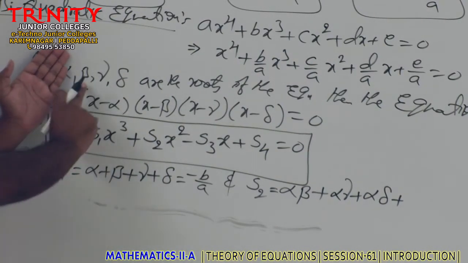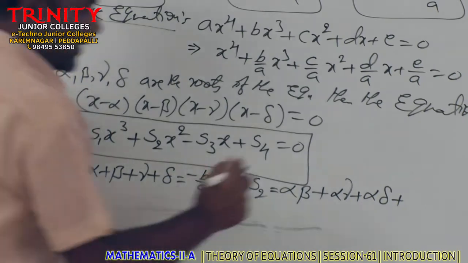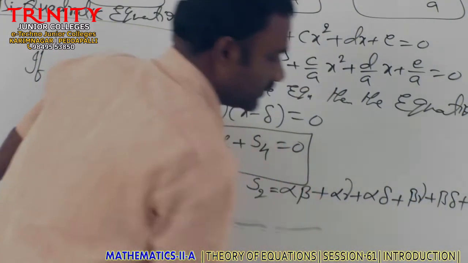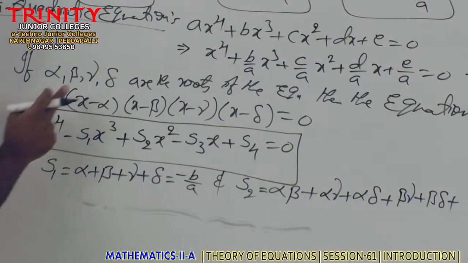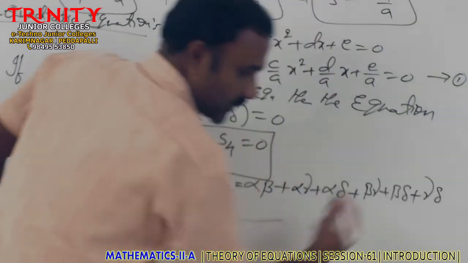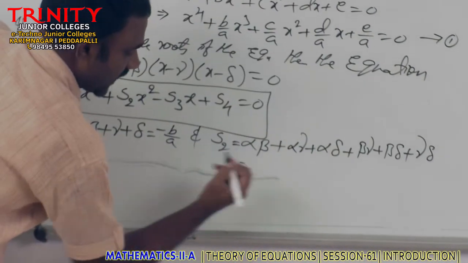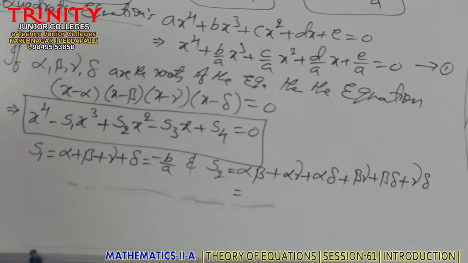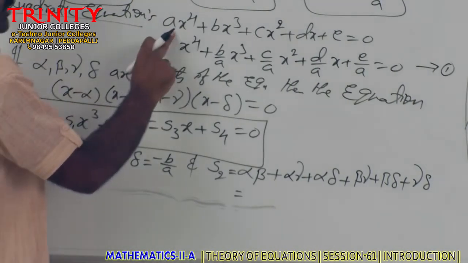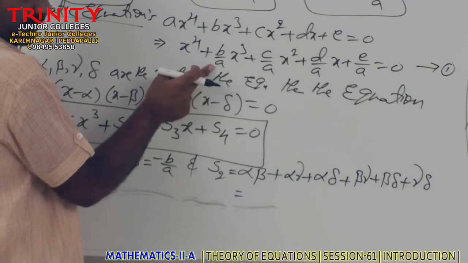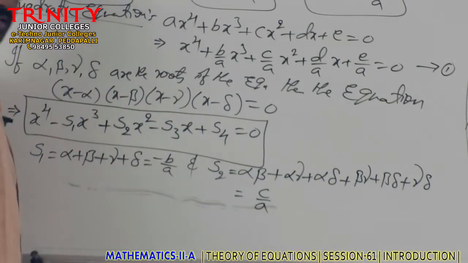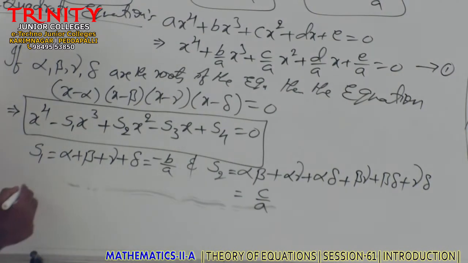Then beta into gamma, beta into delta. Beta gamma plus beta delta. Plus, and then the next combination, gamma delta. This is S2. S2 is nothing but the x power n minus 2 coefficient divided by the x power n coefficient. This is S1, this is S2, that is C by A. Then we'll go for S3.